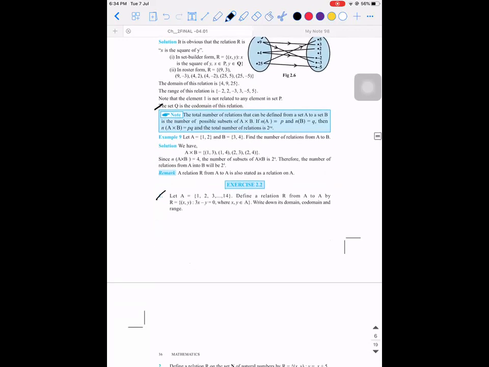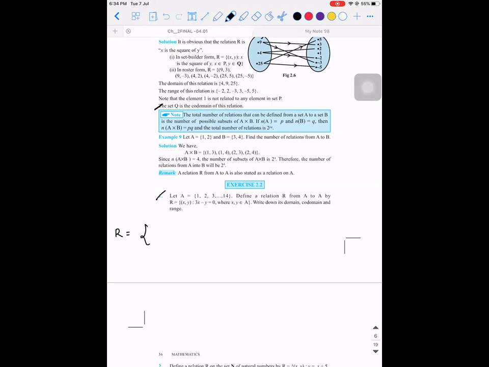So let A is equal to {1 to 14}. Define a relation R from A to A by R is equal to {(x, y) such that 3x minus y is equal to 0}, where x and y both belong to the set A. Write down its domain, codomain, and range. So can you write it? So what is the relation? R is equal to, you can write in any form.